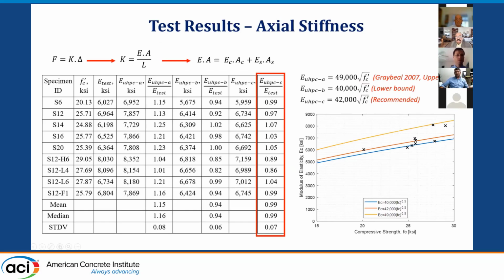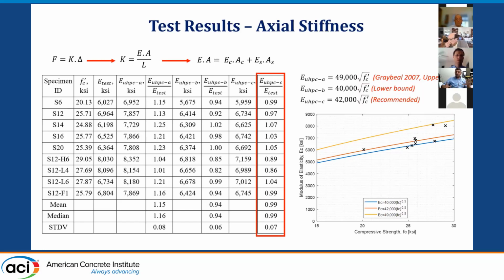The other thing is that we have 9 columns, and we now have data on the axial stiffness of full-scale columns. So we wanted to see what would be a good estimate for the axial stiffness. We need this for several purposes. Axial stiffness has to do with the area and the Young's modulus of the concrete, or the UHPC in this case. So we started with Graybeal's recommendation.